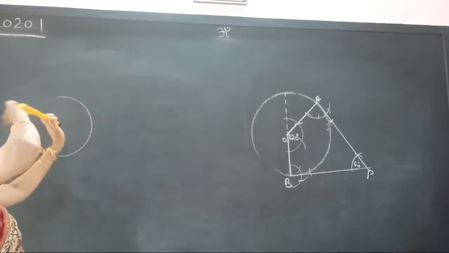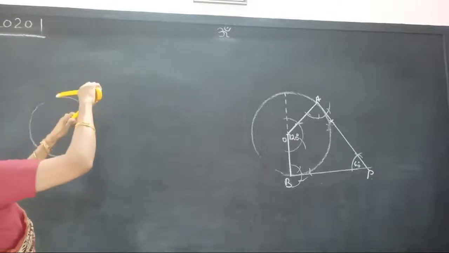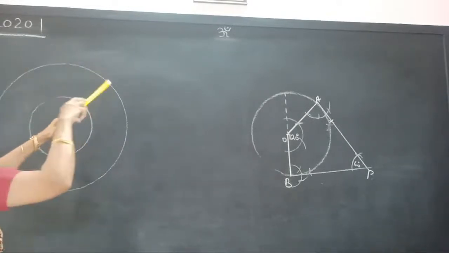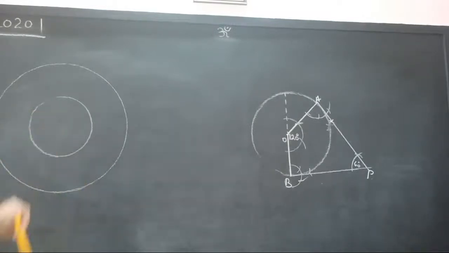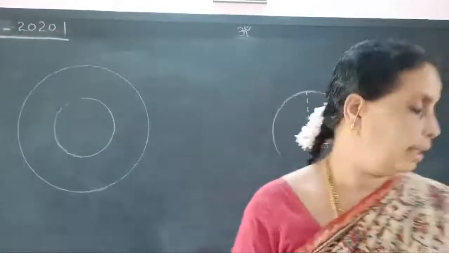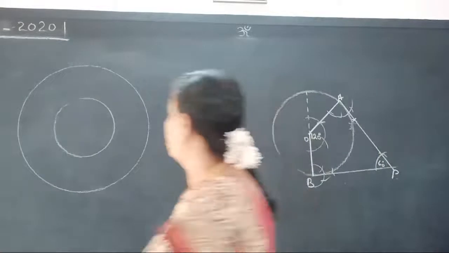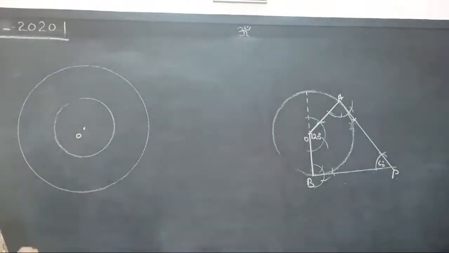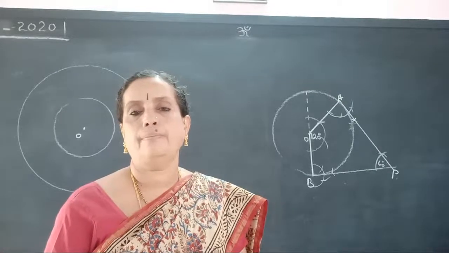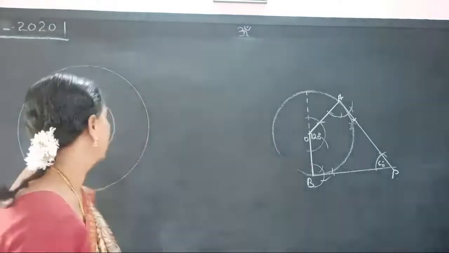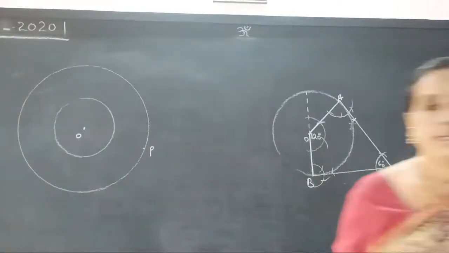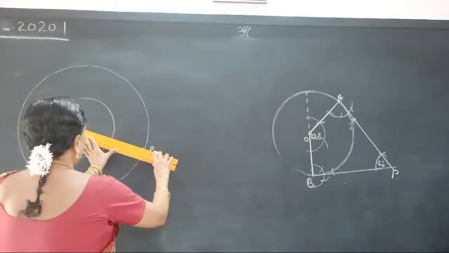4 centimeter circle and 6 centimeter circle. Draw two concentric circles, one with 6 centimeter radius, another with 4 centimeter radius. Is it clear? So inner circle has a radius 4 centimeter, outer circle has radius 6 centimeter. So now take a point P outside the circle. Anyway, so I will take here. Now join OP. Anywhere on the circumference of the outer circle you can take, join O to P.